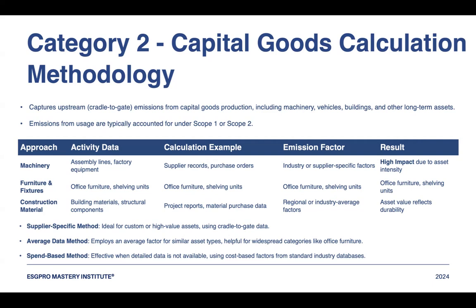High impact due to asset intensity as well, because this is the highest intensity assets in any organization. Machine always is higher. But when you are in real estate, of course, construction material will be very high, then furniture fixture, and then machinery. So this is how it changes across different arguments.